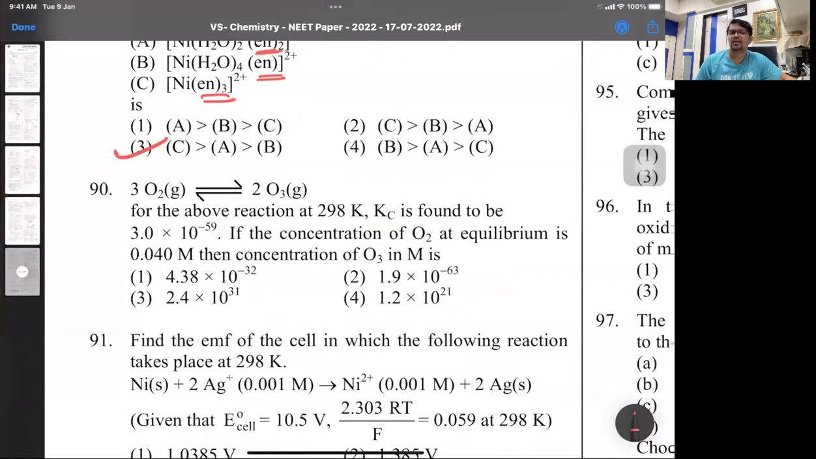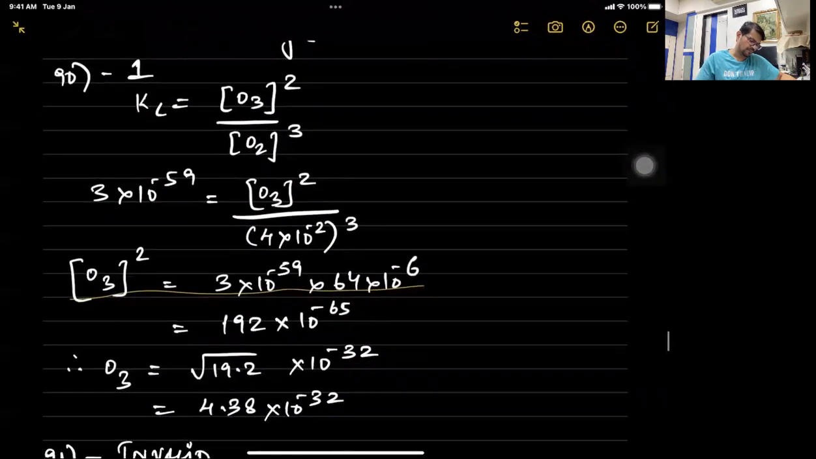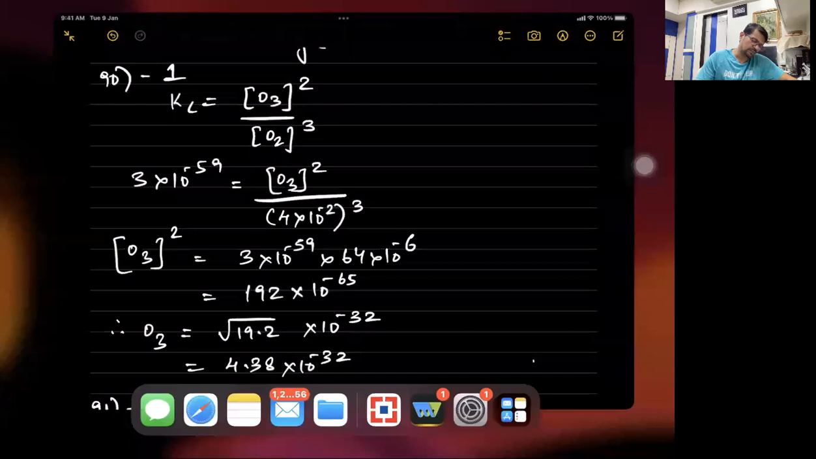90th question is basically calculating the Kc, that's the equilibrium constant. So Kc is nothing but, as we know, active mass of products upon the active mass of reactants. So it's O3 raised to 2 upon O2 raised to 3. You put the concentrations there. Once you calculate, that comes as 4.38 into 10 raised to minus 32. So 90th is the first one.